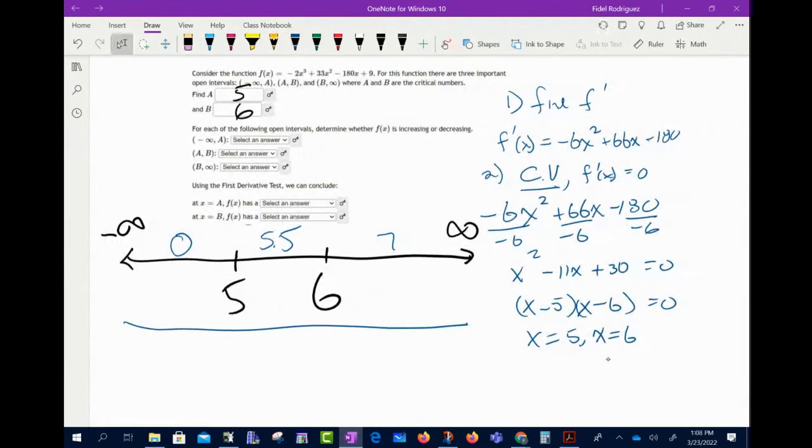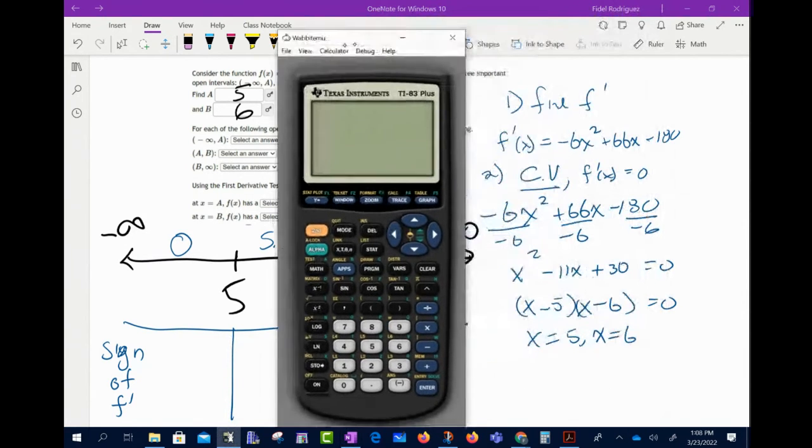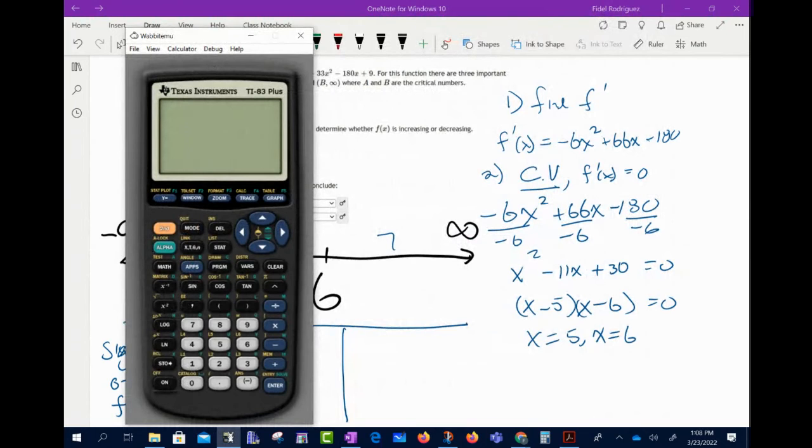Okay, we're going to do this here. Remember what it is we're looking at. We're looking at the sign of the derivative, the sign of the derivative itself. So remember, my derivative here, y'all, I'm going to kind of move this over. I'm going to go to my y equals, let me clear what I have here. And I'm going to go to my derivative, which is -6x squared plus 66x minus 180. Okay, that's my derivative.